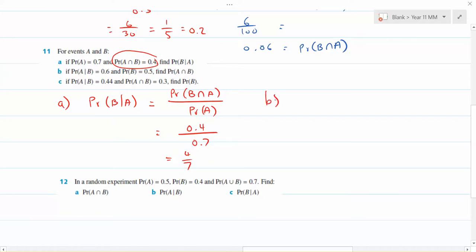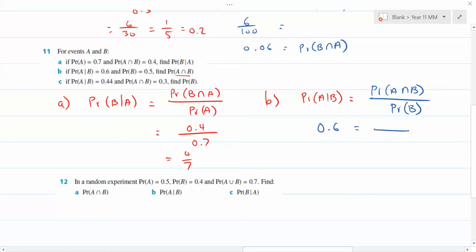Let's do B. B says if A given B is 0.6, probability of B is 0.5, find the intersection. Same thing again. Probability of A given B, the only thing that changes is your formula. The formula now is probability of A intersection B, but because B is what occurred first, it's out of probability of B. They already told me that A given B was 0.6, so I know this is equal to 0.6. I don't know what probability of A intersection B is, but I do know probability of B, which is 0.5.